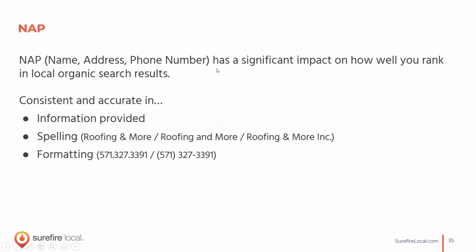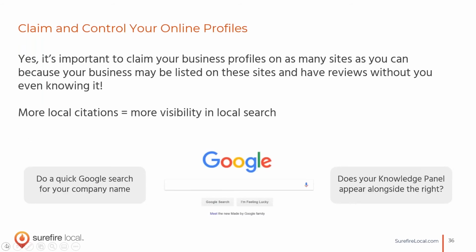So this name, address, and phone number record across everything that you do becomes very important, becomes a trust factor, and has a significant impact in how you rank, right? We think about this online profile piece, very, very important. We want to claim and control this stuff.